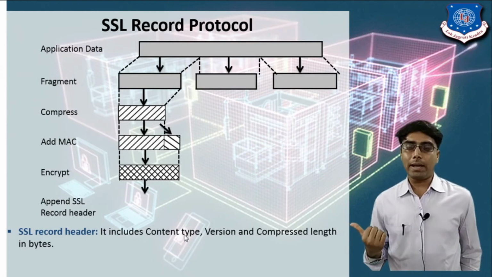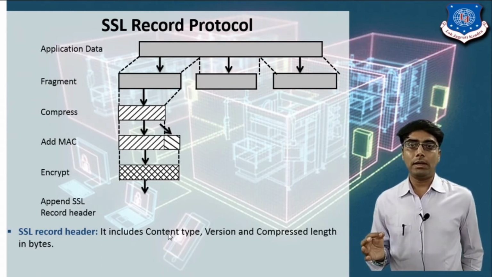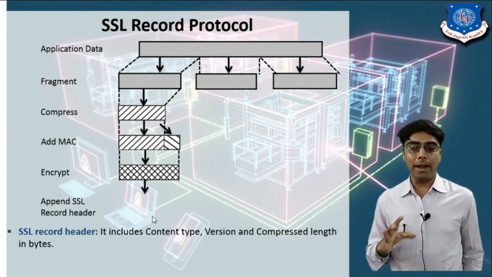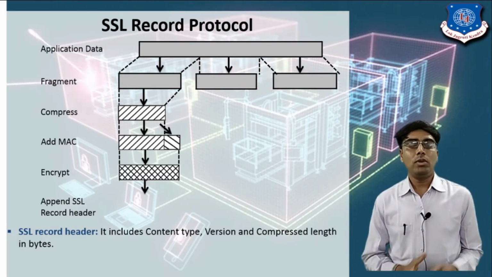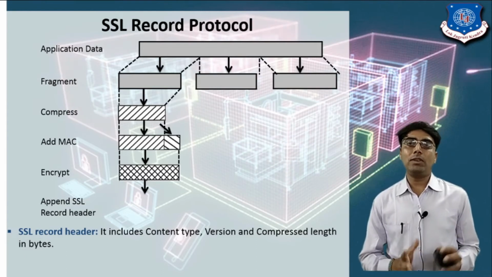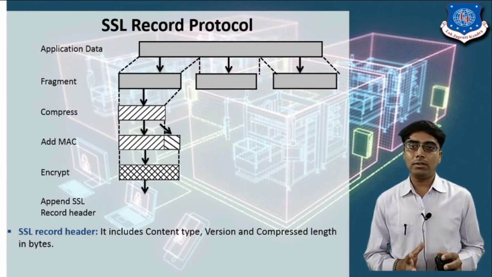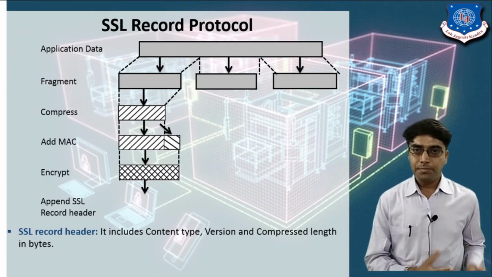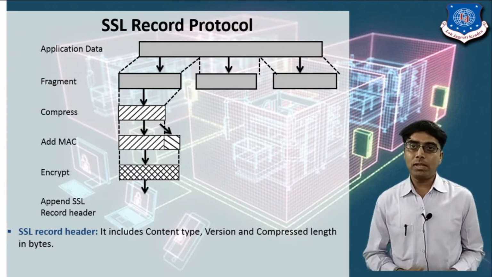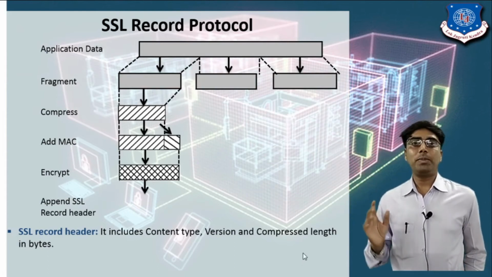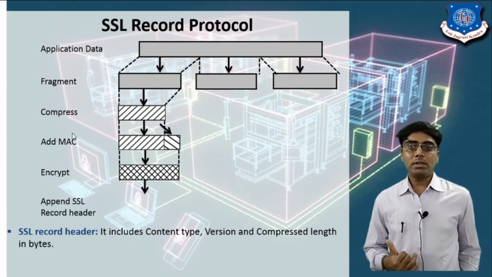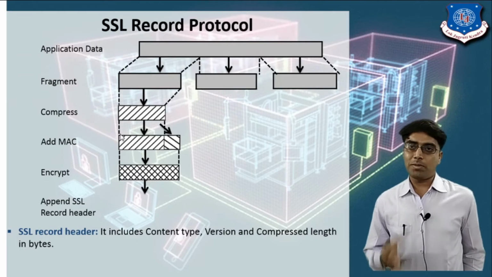So in content type, the fragmented data we process for the higher layer. Now the major version, here we use version 3. Now the minor version, we use the value 0. Now in the compressed length, this compression is the optional part.